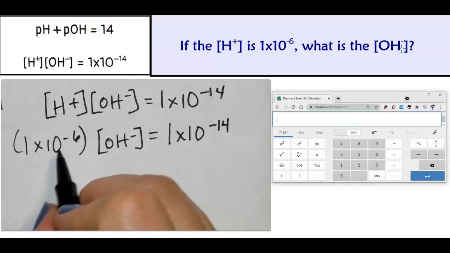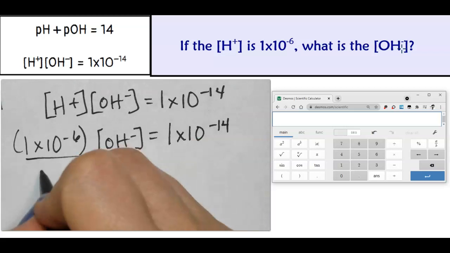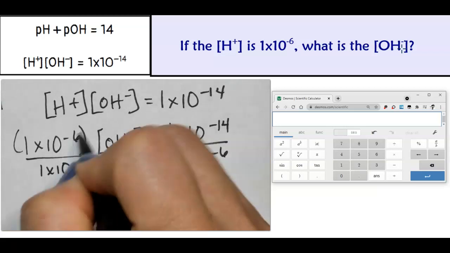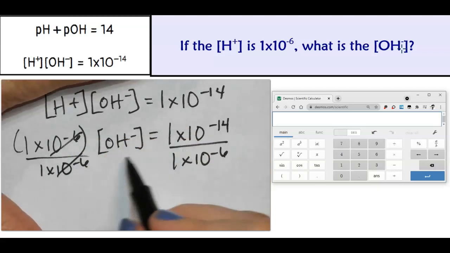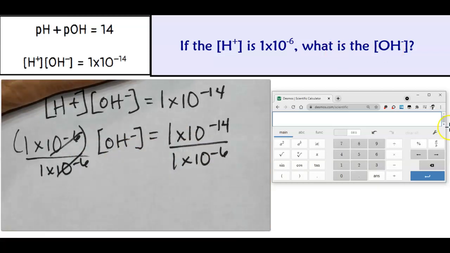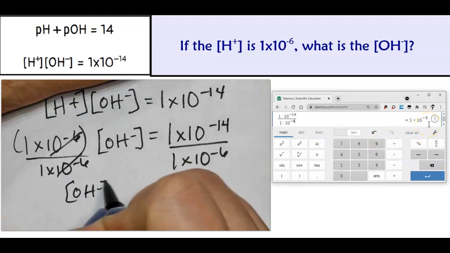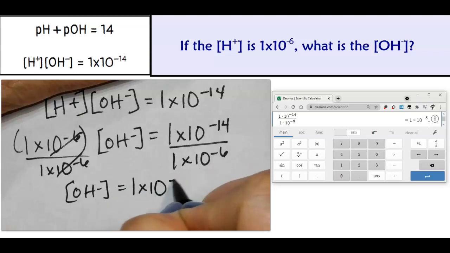So if you saw last time, we just had to divide both sides by our given in order to get our answer. So this is going to equal my hydroxide. So I'm going to click on A over B, 1 times 10 raised to the negative 14 over 1 times 10 raised to the negative 6. And that's going to give us 1 times 10 to the negative 8. And that is our hydroxide concentration.